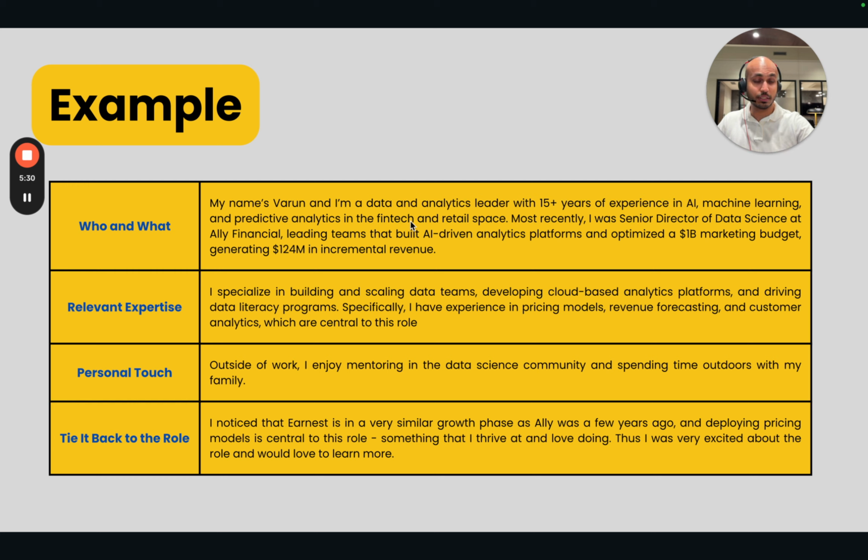Most recently, and this is where I'm talking about my recent experience, I've already given them the overall rundown of what I have been doing, right? So most recently, I was senior director of data science at Ally Financial, leading teams that built an AI-driven analytics platform and optimized a $1 billion marketing budget, generating $124 million in incremental revenue.